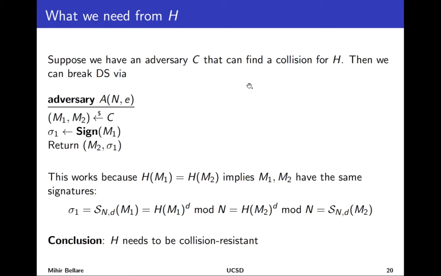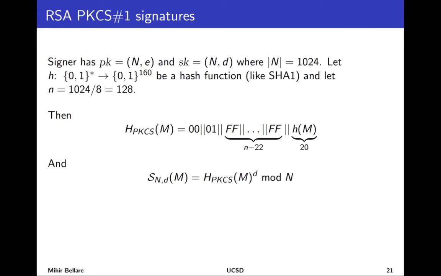So what we conclude from this is that a necessary requirement on the hash function is collision resistance. It better be hard to find two messages with the same hash. But that isn't necessarily enough. It's a necessary but not sufficient condition.